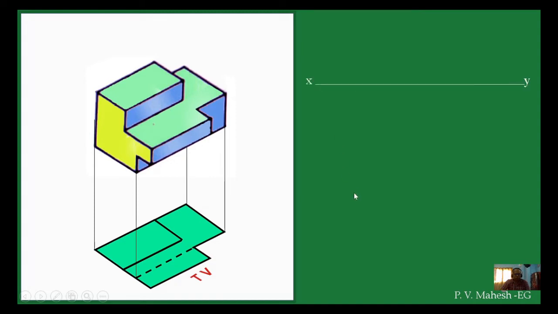So how to draw that? Again what we'll do, we'll draw the topmost face first. So the topmost face is a rectangle, so this is drawn. Now beside this what is visible, this is visible. Okay, so that we will draw.